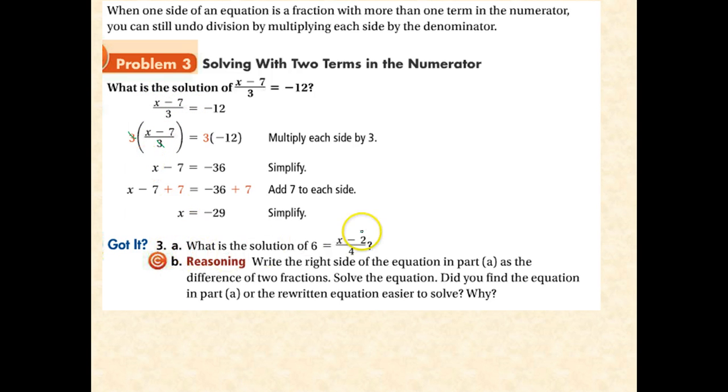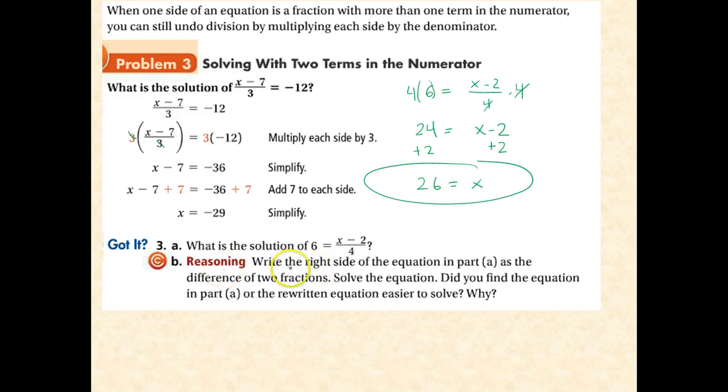So 3a, go ahead and pause, see if you can do that one. Alright, we got 6 equals x minus 2 over 4. So I got a numerator divided by 4. I can't add 2 to both sides right now because it's locked up in this grouping symbol. So what I can do is multiply both sides by 4. That will clear out this fraction, and I'll get 24 equals x minus 2. Now I can add 2 to both sides, and I get 26 equals x.